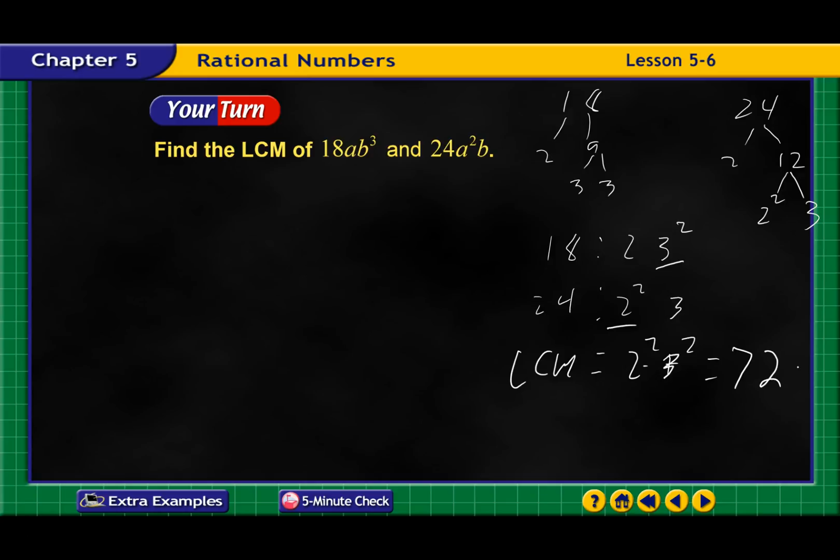Let's see, I also had a squared on here, and then b cubed, and then a squared and b. So I'd put a squared and b cubed onto this. A squared, b cubed. There we go. That's how we get it.